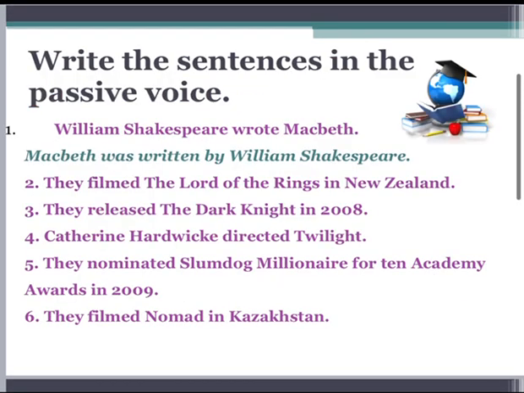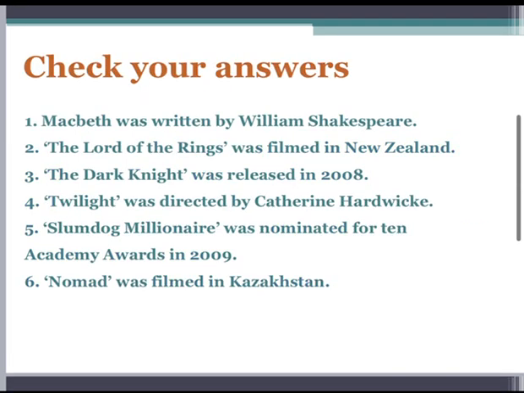Our next task is write the sentences in the passive voice. Take your time, please. Okay, and now let's check your answers. The first one, Macbeth was written by William Shakespeare. Second, The Lord of the Rings was filmed in New Zealand. Number 3, The Dark Knight was released in 2008.